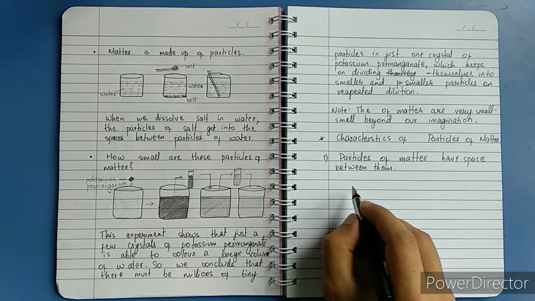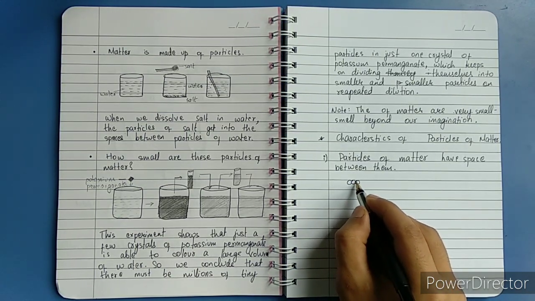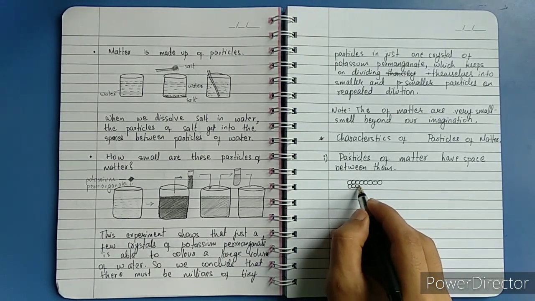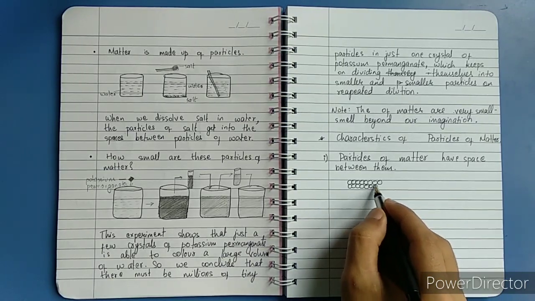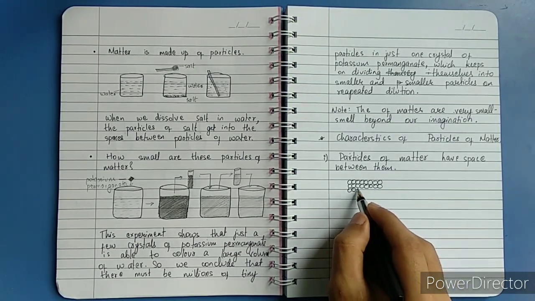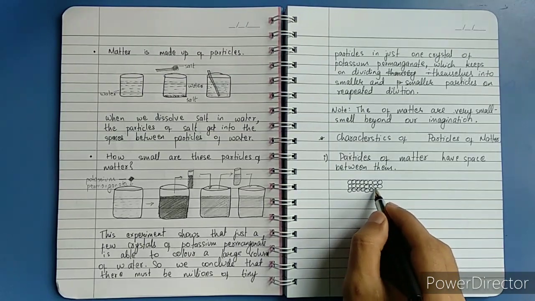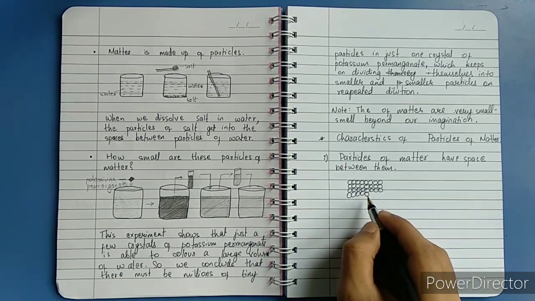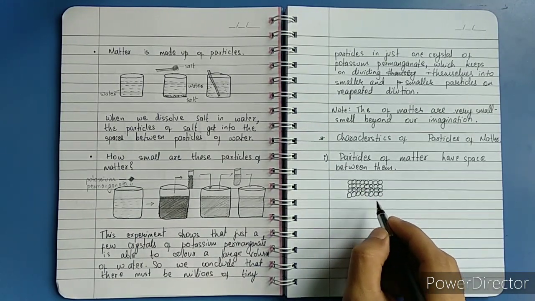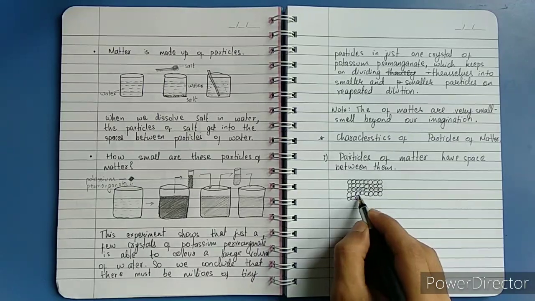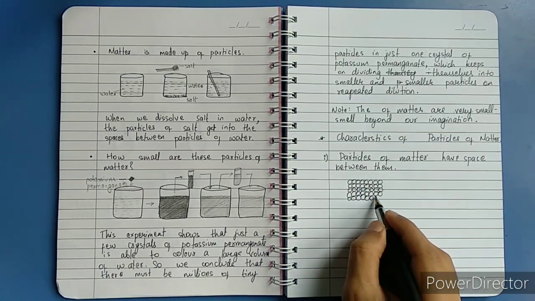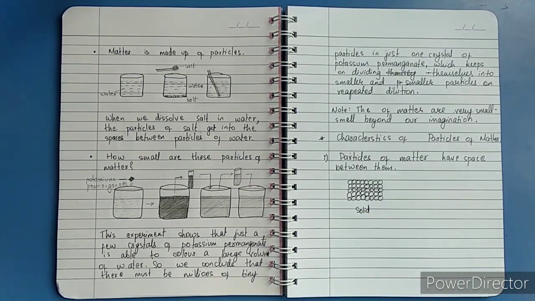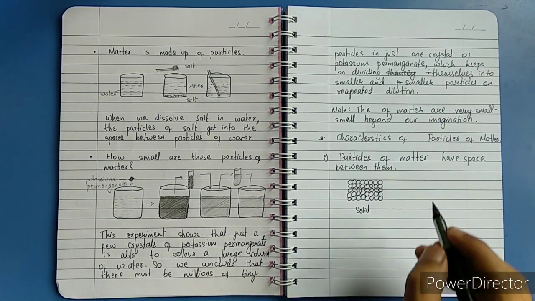Also remember over here that when we consider a solid, a solid has densely packed molecules just like this one. They have very little intermolecular space between the particles. This is what a solid looks like on high magnification.